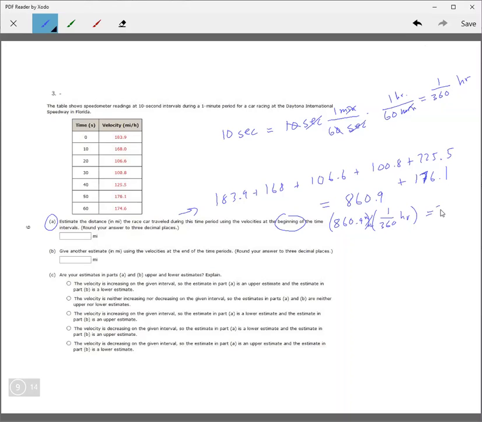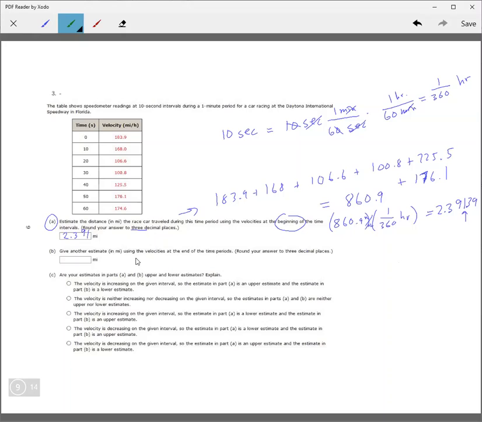Okay, and I get approximately 2.39139. I get something like that. So I'm going to put in 2.391. That's rounding it to 3 decimal places, okay? Just to the third decimal place right there. 2.391. Okay, now this other one is another estimate using velocities at the end of the time period.